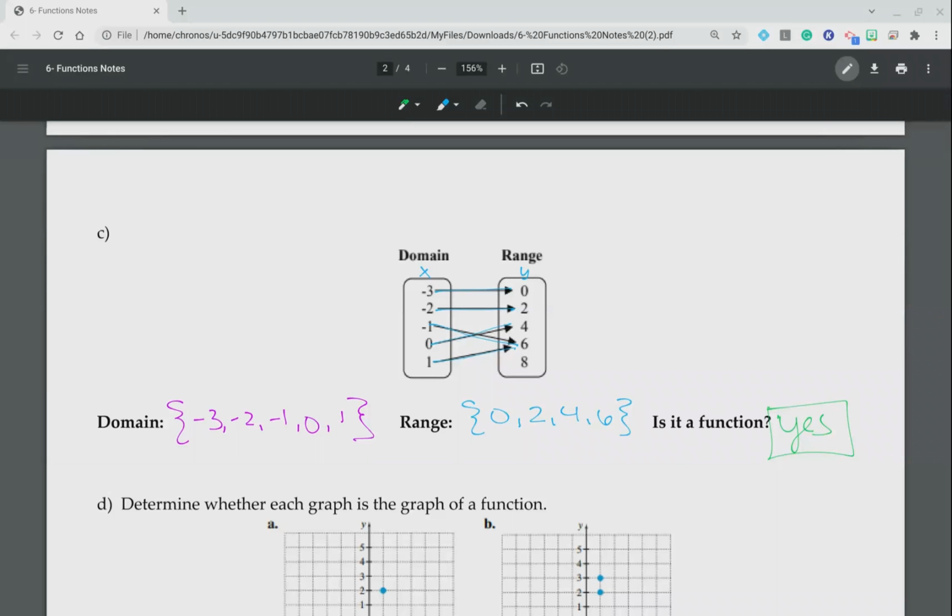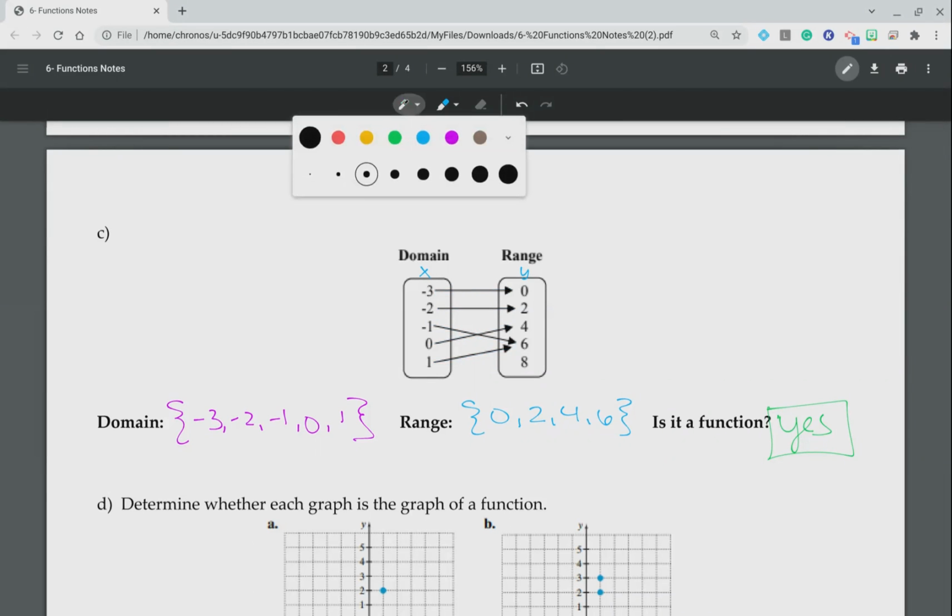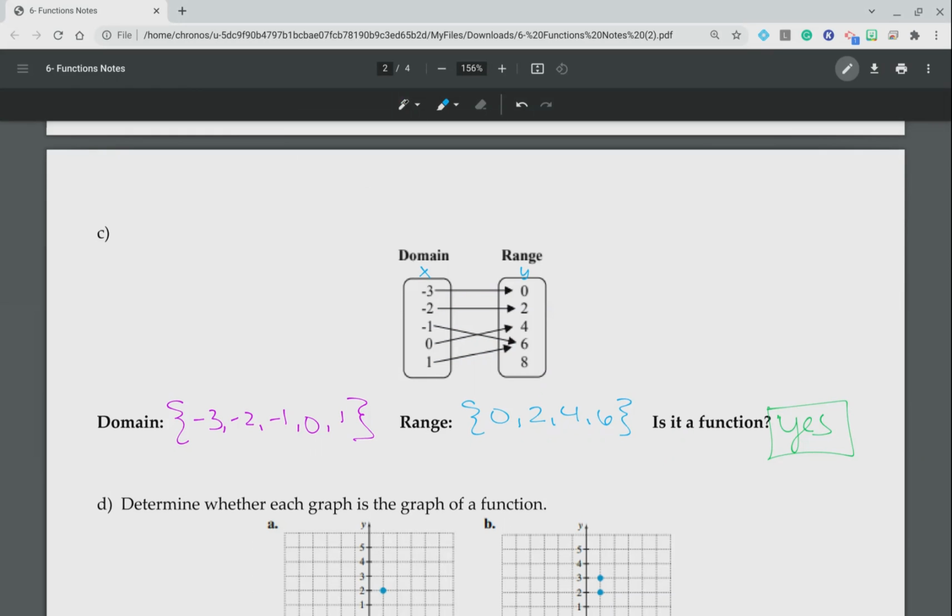In circumstances like these, when they set the problems up like this, the way that you can tell it's not a function is, let's say this number 1 also pointed to 8. You see how 1 is going to 2 different numbers? In that case, this would not be a function.